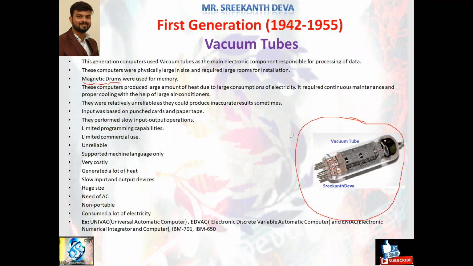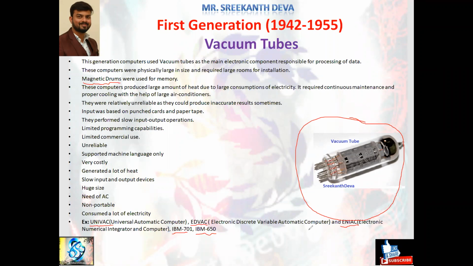Why? Because this generation completely understood machine understandable language. The best examples are UNIVAC, which is Universal Automatic Computer; EDVAC, Electronic Discrete Variable Automatic Computer; and ENIAC, Electronic Numerical Integrator and Computer. IBM is International Business Machine. IBM 701, IBM 650. These are all the best examples of first generation computers.